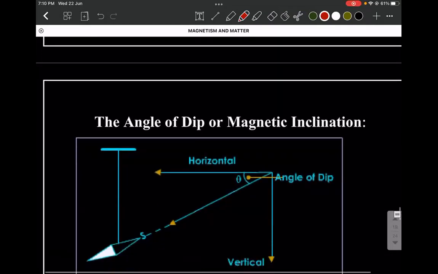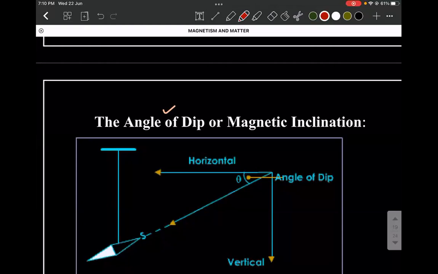Now next is the angle of dip or magnetic inclination. Listen to this carefully. When you observe the compass, I told you the compass needle will start experiencing torque. But when it is experiencing torque, it will not rotate stably like this. It will rotate like this. You're able to understand? It will rotate in this way, means it will get dipped. That is what is called magnetic inclination.